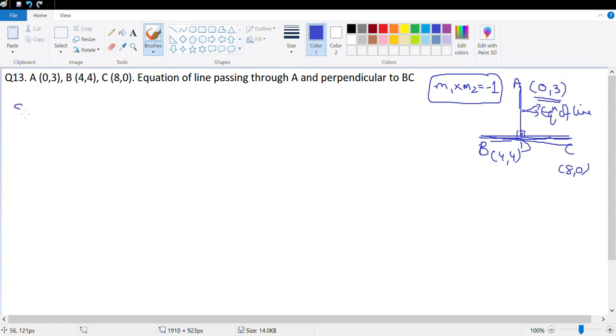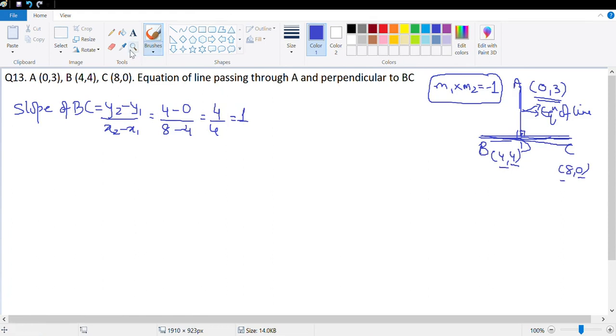Let's look at this. So slope of BC will be equal to (y2 minus y1) upon (x2 minus x1). In this case, y2 is 4, y1 is 0, x2 is 8, and x1 is 4. So this is 4 upon 4, which is equal to 1. So slope of BC. One second, have I done this correct? 4 minus 0 and 4 minus 8. No, I haven't done this properly.